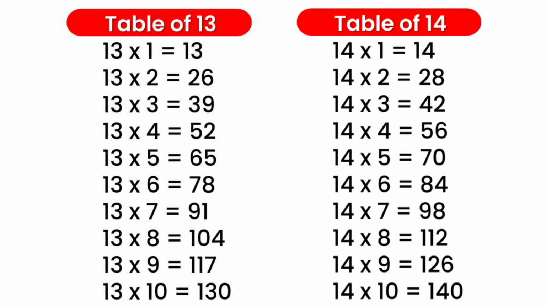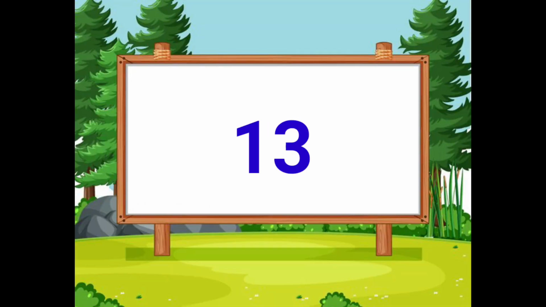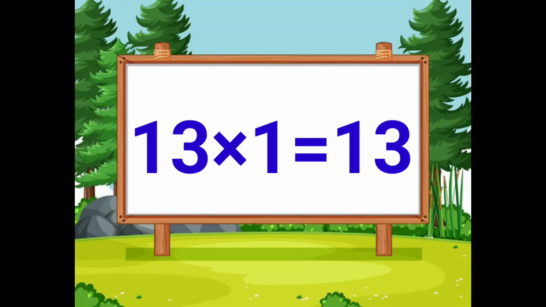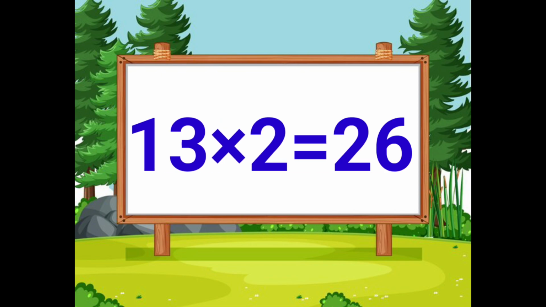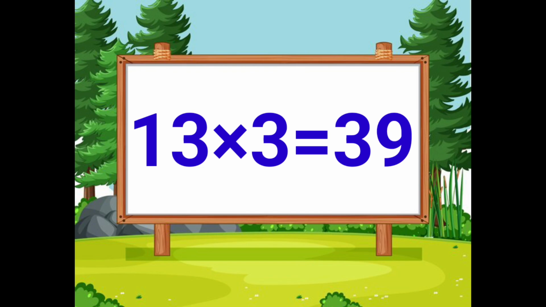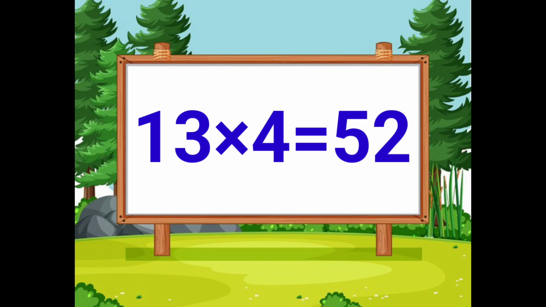Children, let's repeat 13 and 14 tables one more time. 13 ones are 13. 13 twos are 26. 13 threes are 39. 13 fours are 52.